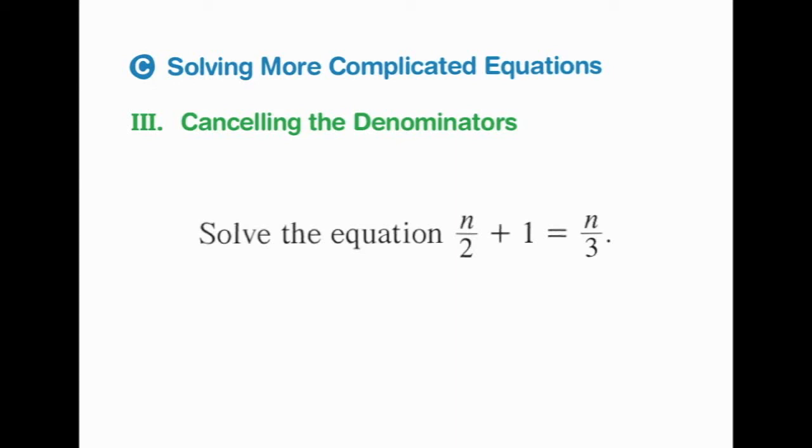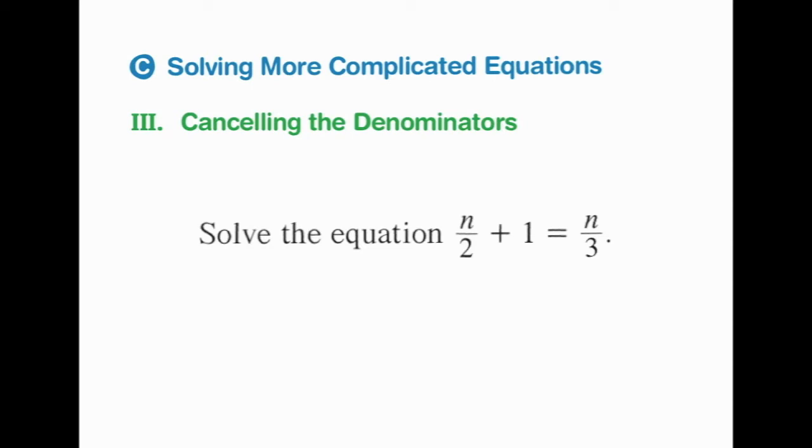In this part, we will try to solve more complicated equations. Take a look at this equation. n over 2 plus 1 equals n over 3. The most difficult part is that there are two different denominators, 2 and 3. We hope to cancel these two denominators so that we can solve the equation more easily.